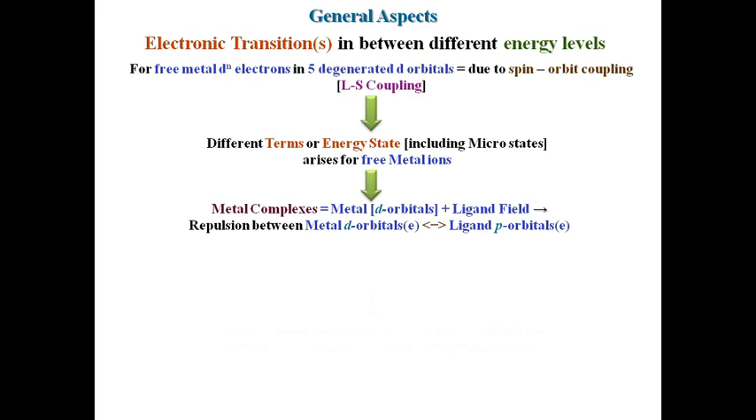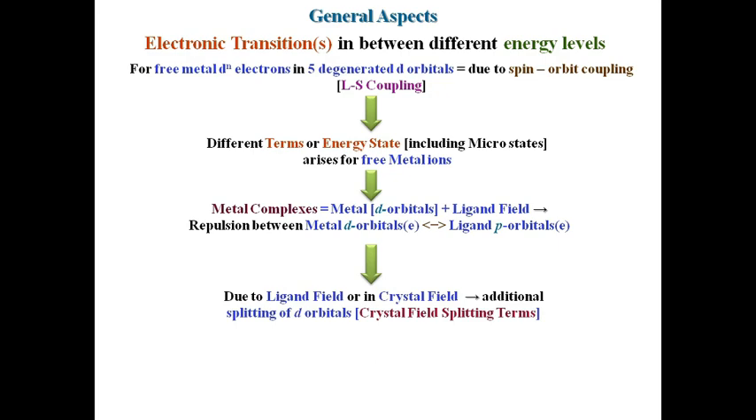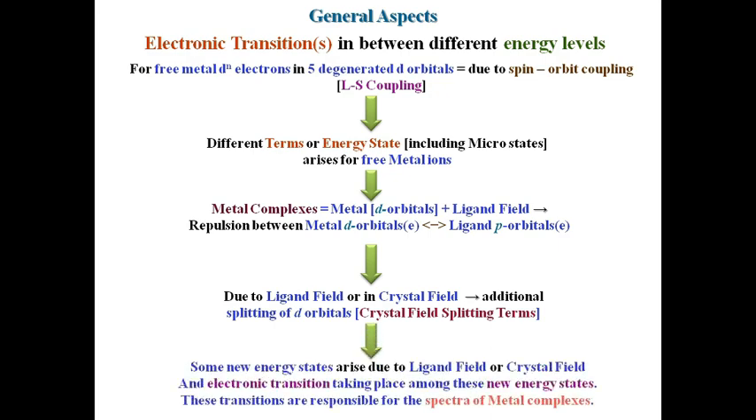Due to this repulsive interaction in ligand field or crystal field, further splitting of d orbitals is observed, which is called the crystal field splitting term. For this interaction or splitting, new energy states arise due to ligand field or crystal field interaction, and electronic transitions take place among these newly arising energy states. These transitions are responsible for the spectra of metal complexes.